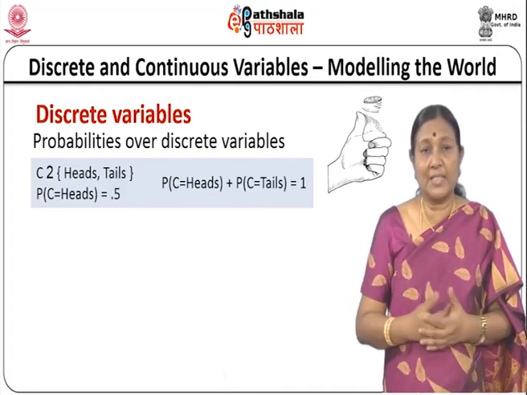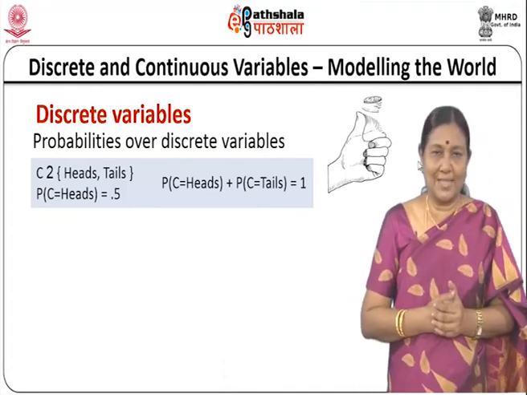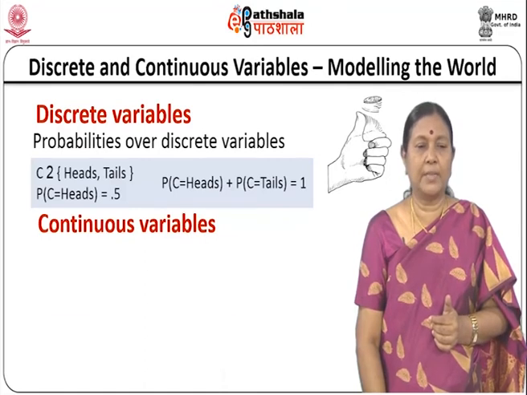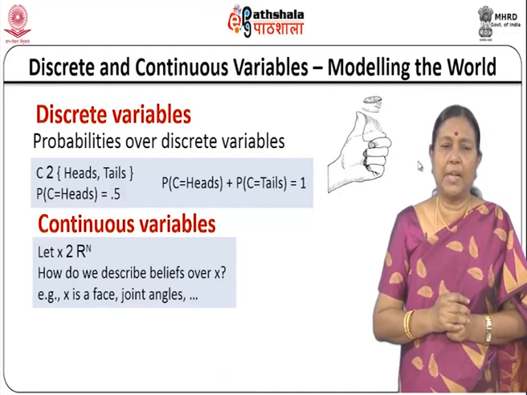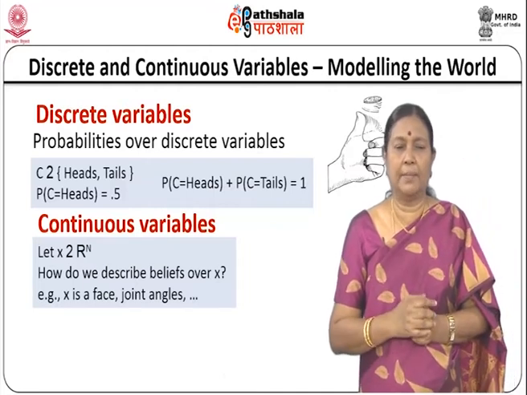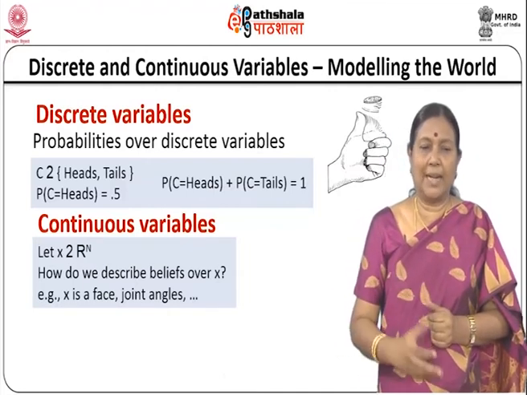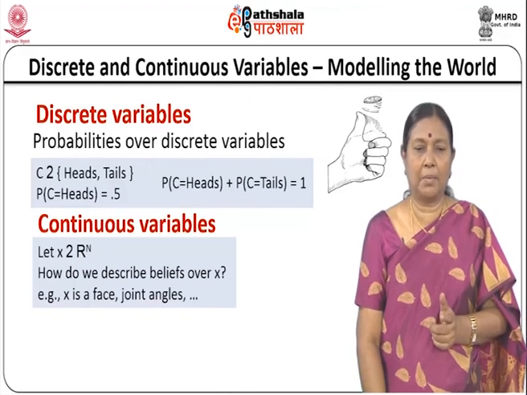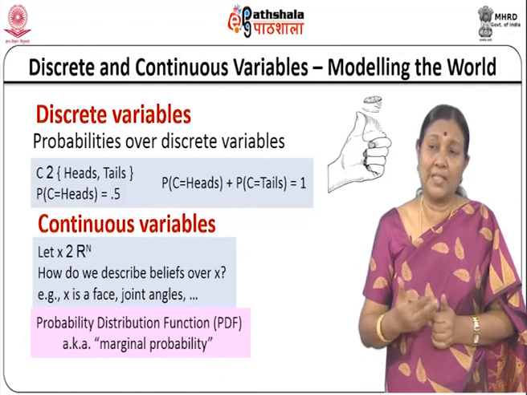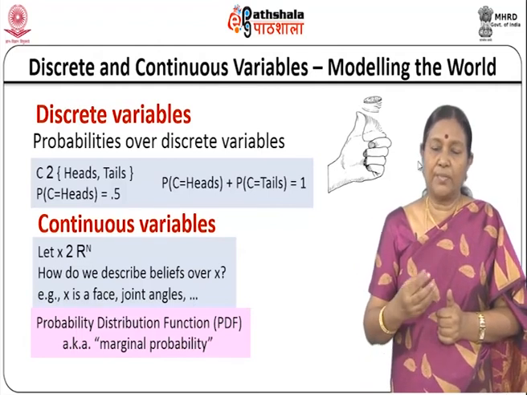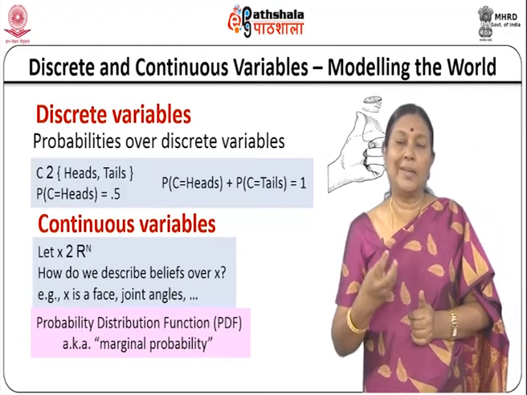Now, if it is only discrete variables, then it is not so interesting. So, we talk about continuous variables. In continuous variables, what we talk about is how you describe beliefs over x, where x is a phase or joint angles or something like that. It is a real number. So, a probability distribution function is what is used. This is called marginal probability. So, instead of using counts, we use a probability distribution function.